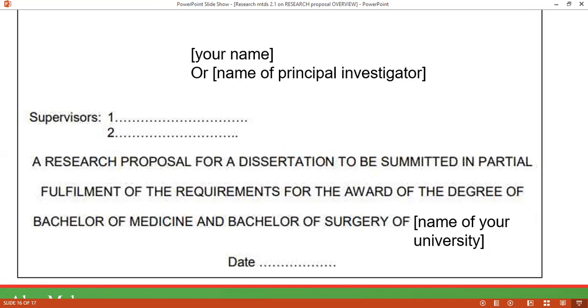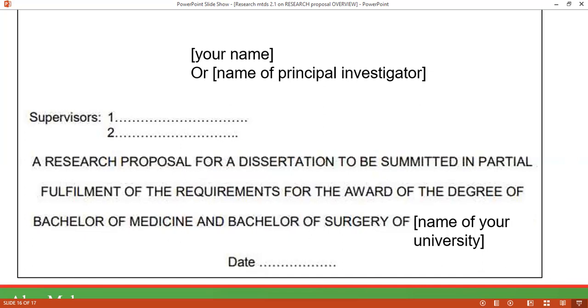Then you must also include the reason why you are writing this research proposal. For this case, you can say a research proposal for a dissertation to be submitted in partial fulfillment of the requirements for the award of a degree of Bachelor of Medicine and Bachelor of Surgery, or Bachelor of Nursing, Bachelor of Public Health, Bachelor of Midwifery. You put the degree that you are going to be awarded, and then you put the name of your institution.